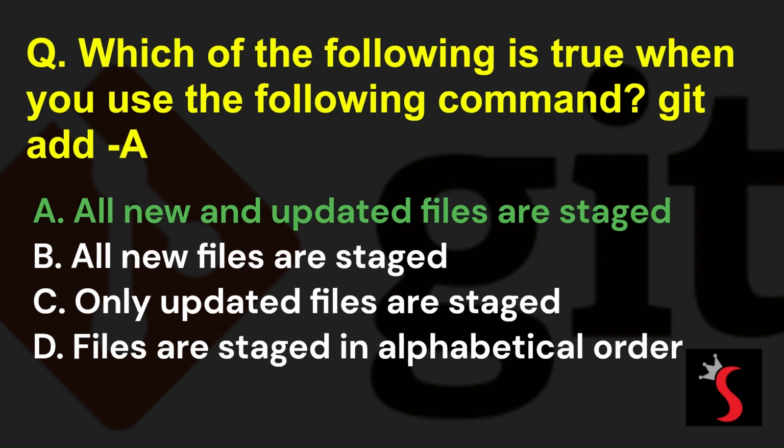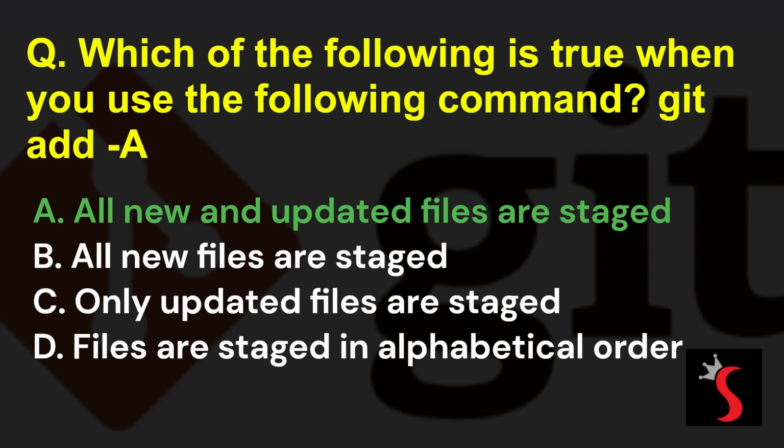And correct answer is option A. All new and updated files are staged. Git add -A stages all changes. Git add -A is equivalent to git add . plus git add -u. The important point about git add is that it looks at the working tree and adds all those paths to the staged changes if they are either changed or are new and not ignored. It does not stage any rm actions.